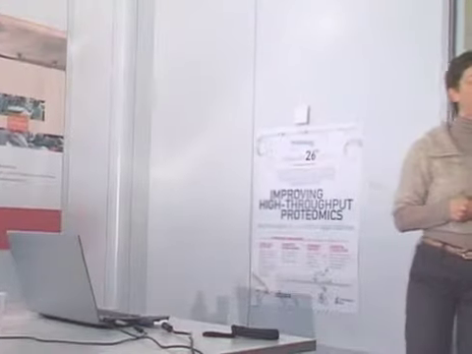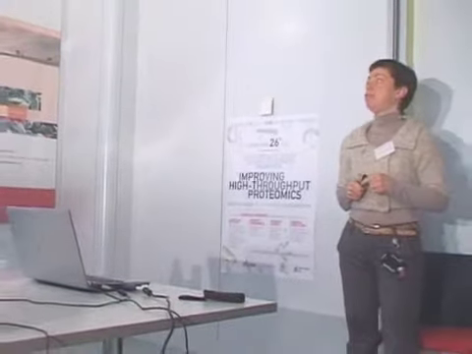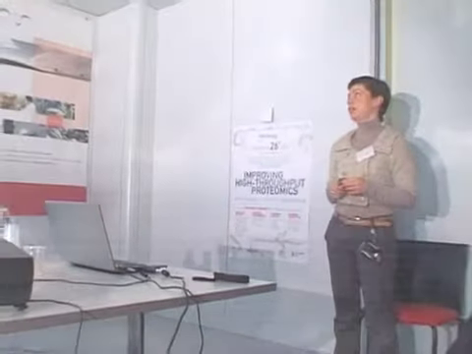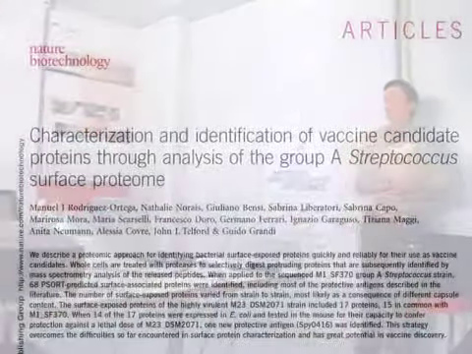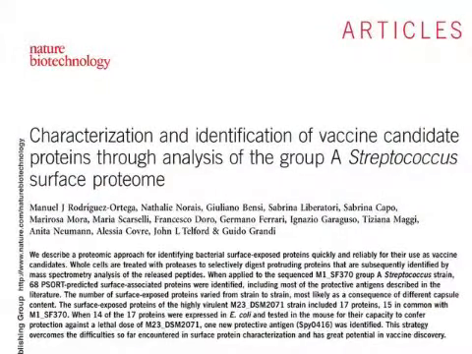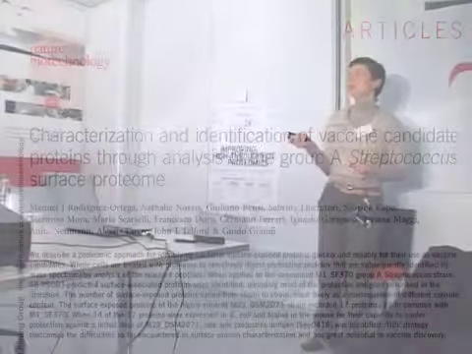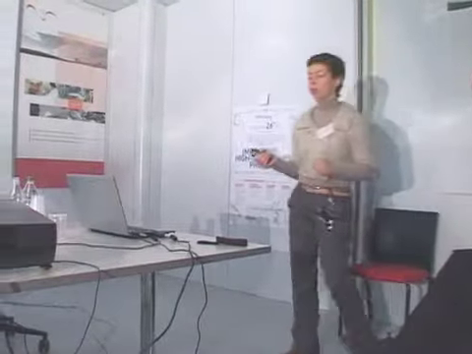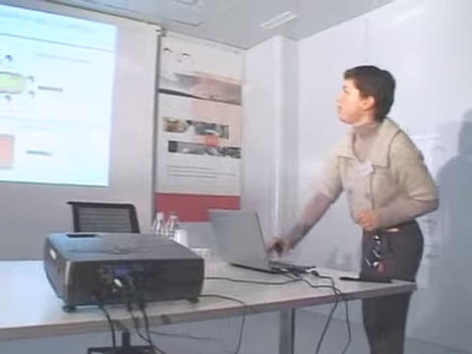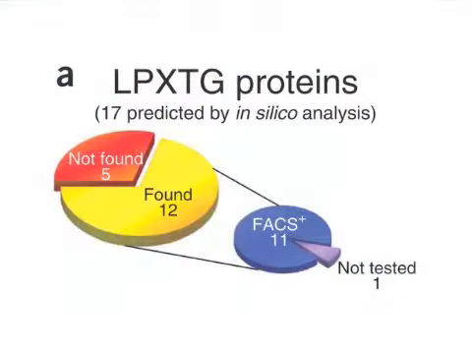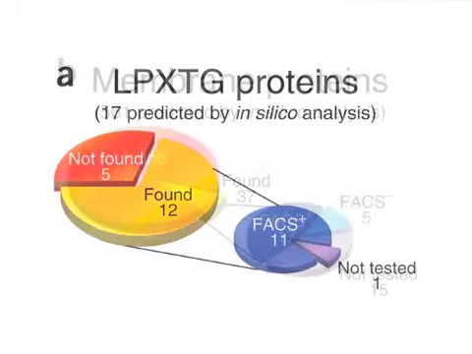Using proteomics, and proteomics in vaccine research has been successful in identifying new vaccine candidates. This is one paper that was published in 2006, reporting the identification of a new vaccine candidate for group A streptococcus. In this paper, a new technology was described that is proteomics and mass spectrometry based.